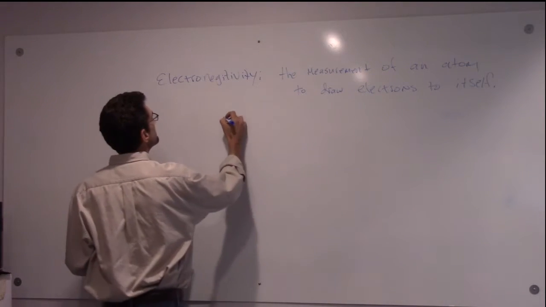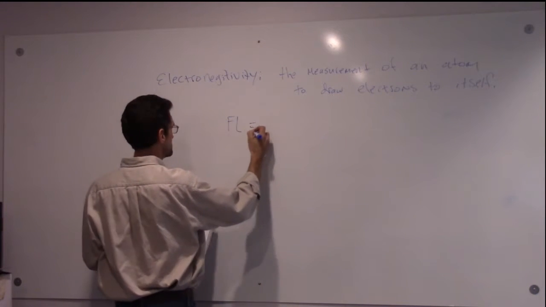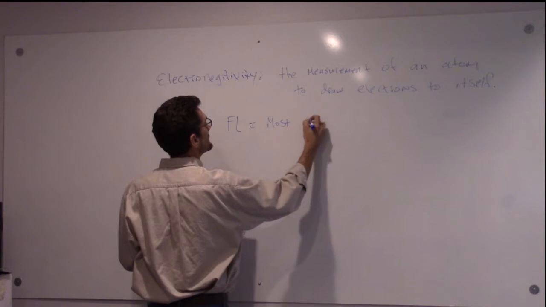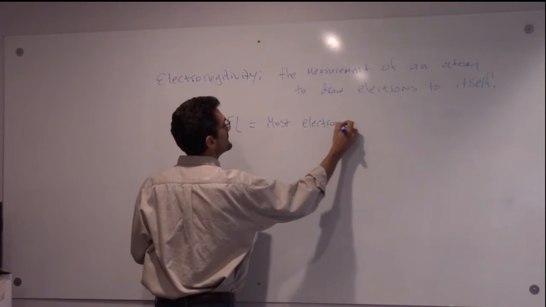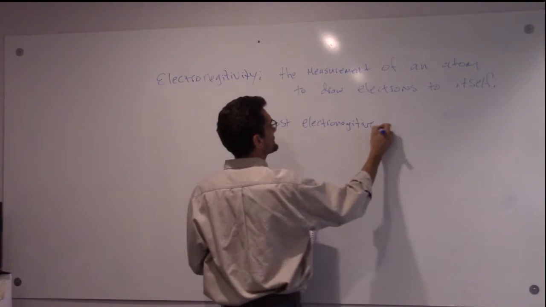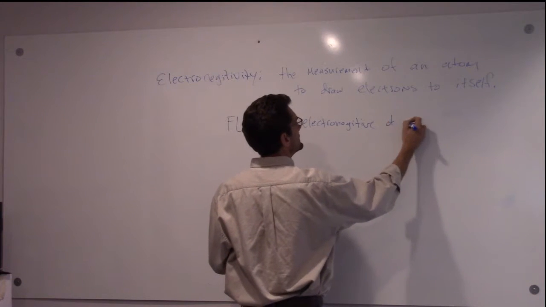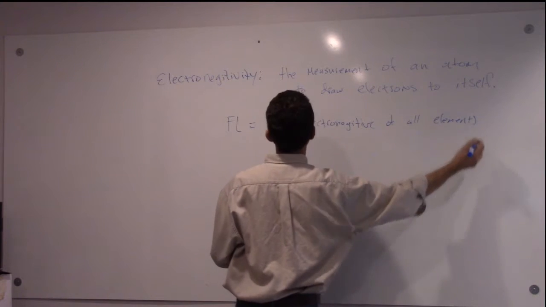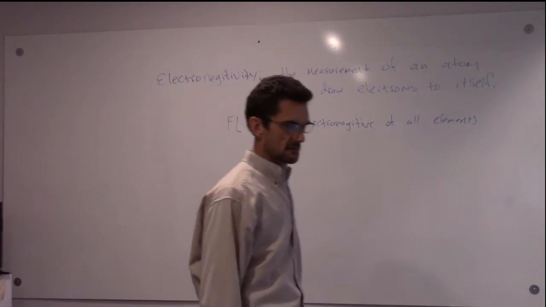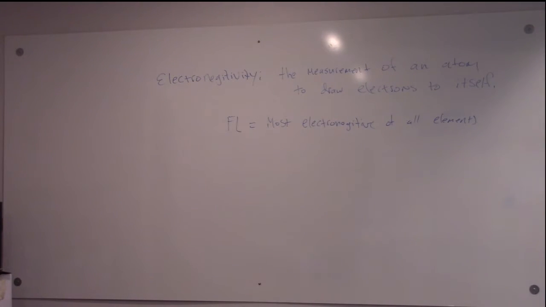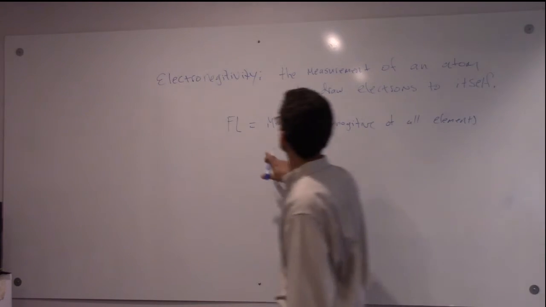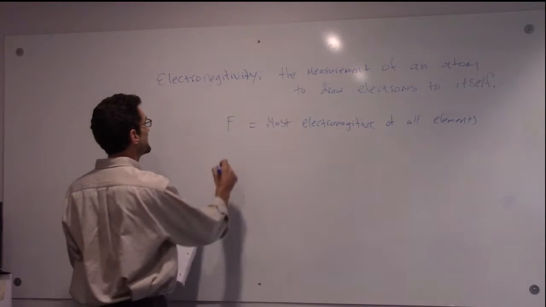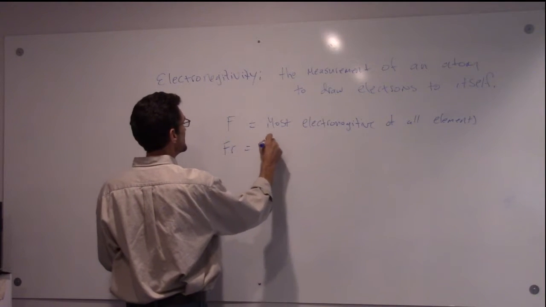Fluorine, F. Most electronegative of all elements. Is it F? Fluorine is F. That's a 7A. It is F. And then francium, Fr, is least.